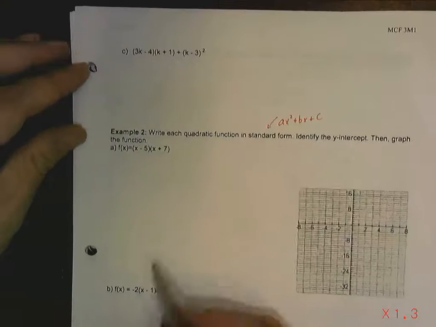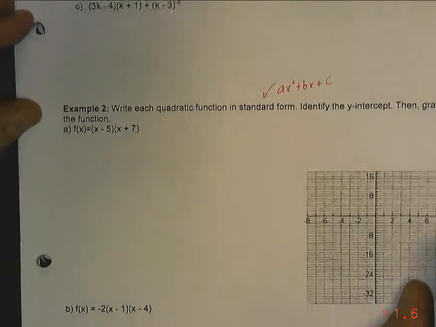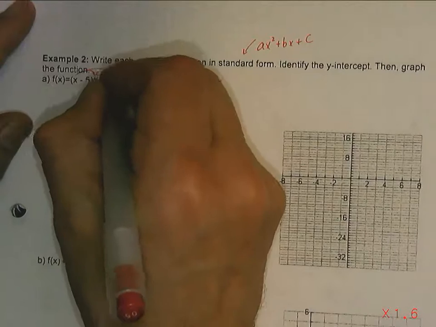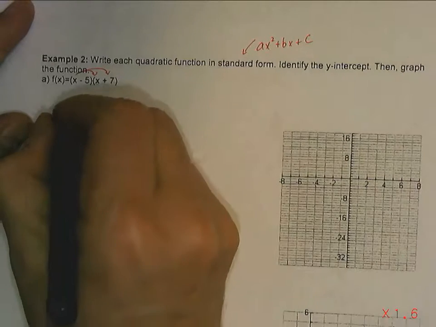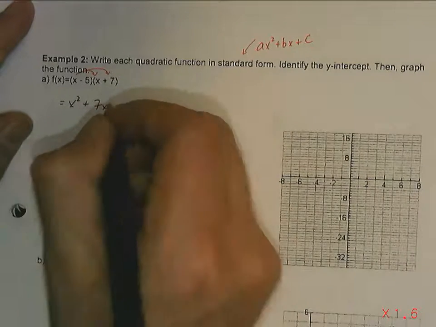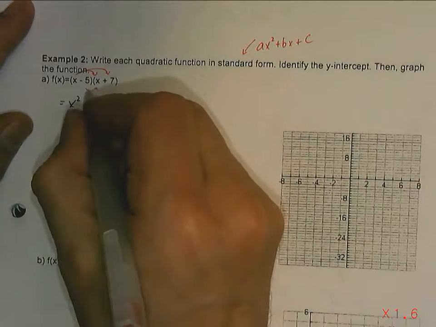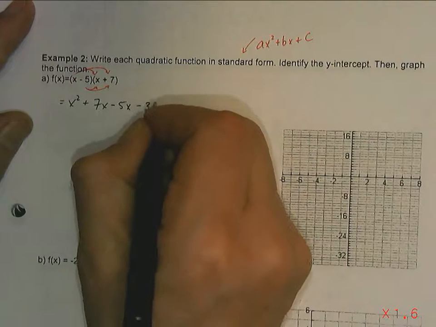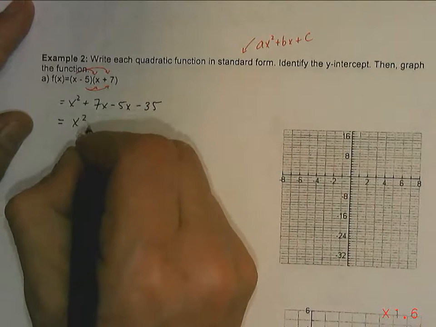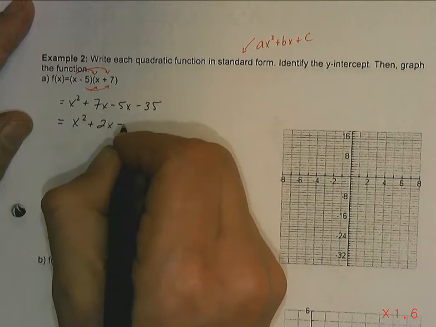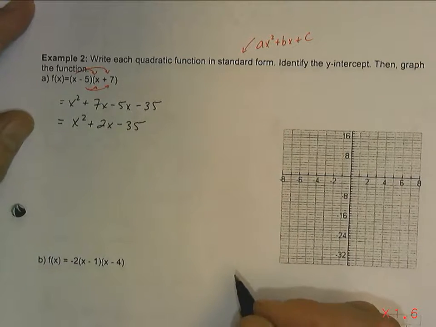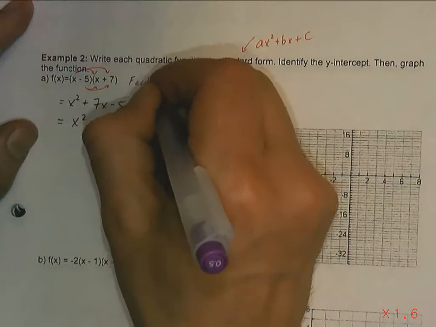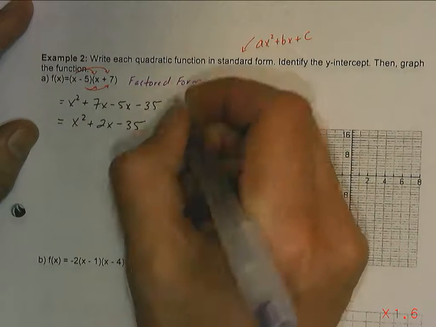So, starting off with this, let's make it a little bit bigger. There we go. So I'm going to distribute. That's going to become x squared plus 7x. I'm going to distribute again, and that's going to become negative 5x minus 35. And so we get x squared plus 2x minus 35, and that is standard form. So this was factored form. This is standard form.